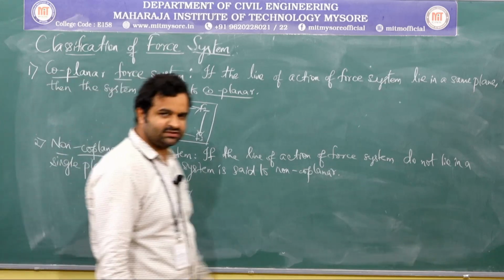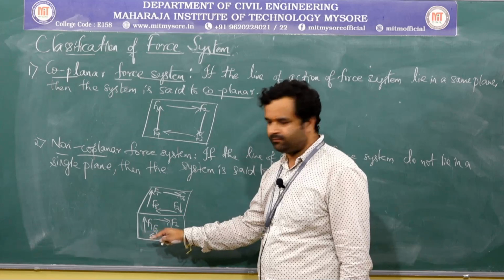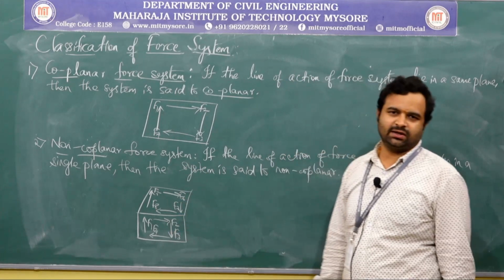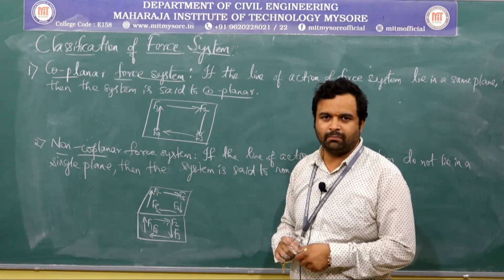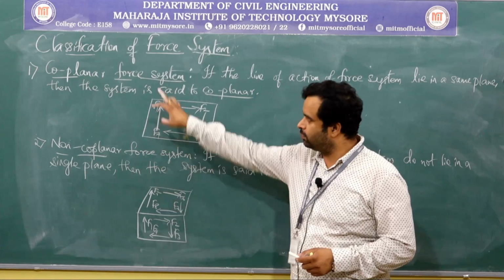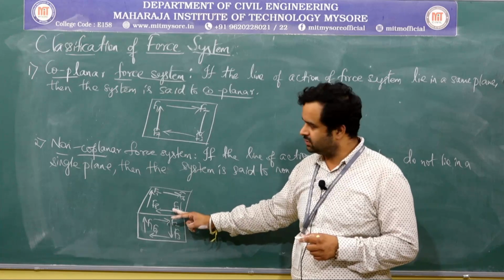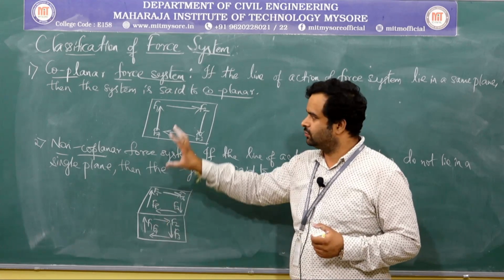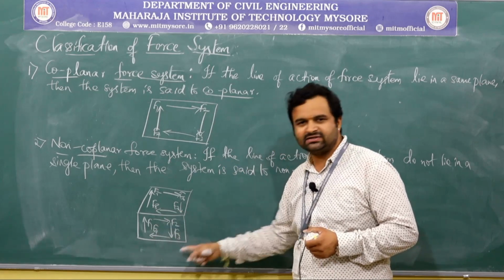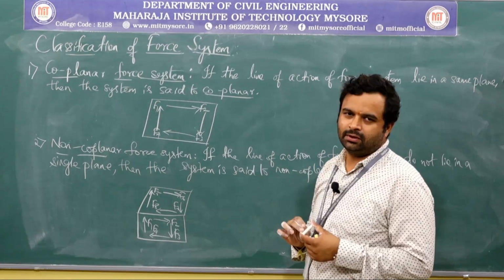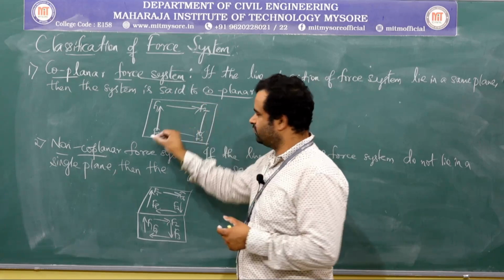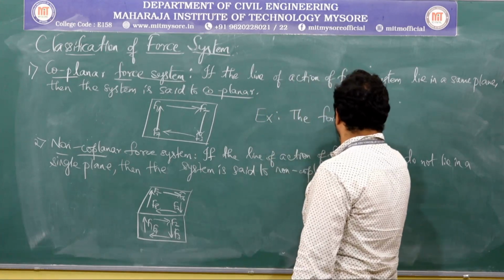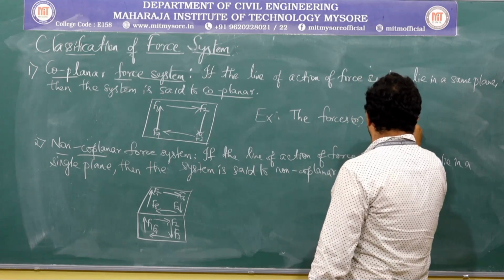Here if you observe, the forces F1, F2, F3, F4 are acting in a single plane, and the forces F5, F6, F7, F8 are acting in another plane. If you consider both the planes together, then we can call it a non-coplanar force system, but if you consider only one plane, then it is called a coplanar force system. If the forces are acting in a single plane, that is, the lines of action of the forces are lying in a single plane, then it is called a coplanar force system. So here F1, F2, F3, F4 are acting in a single plane. Example for this, the forces or loads acting on a beam.